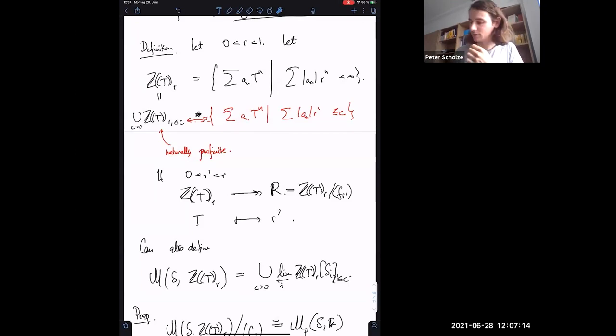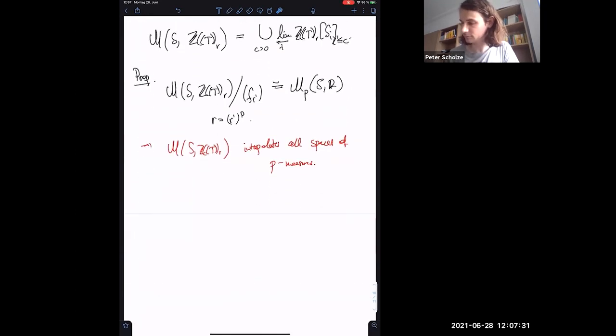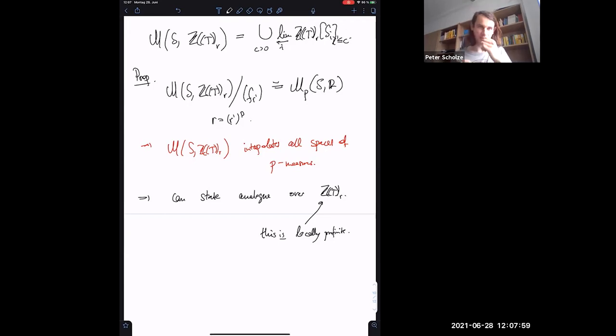locally profinite. And so now if you try to generalize the results that we want to prove for the real numbers to this arithmetic Laurent series ring, we overcome the problem that the real numbers are not locally profinite, because this ring here is locally profinite. Each of these subsets is profinite. So we can state an analog over the Laurent series T R, and this is locally profinite, or it's a union of profinite sets. So we can hope to find such a projective resolution that you can still understand.